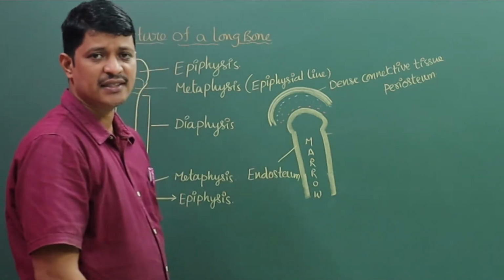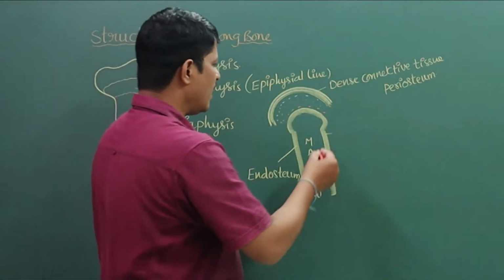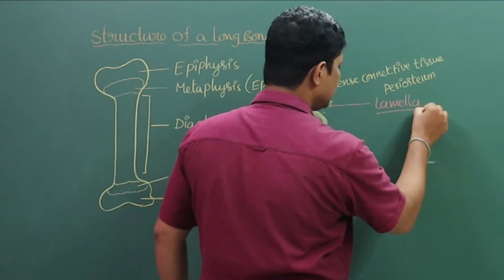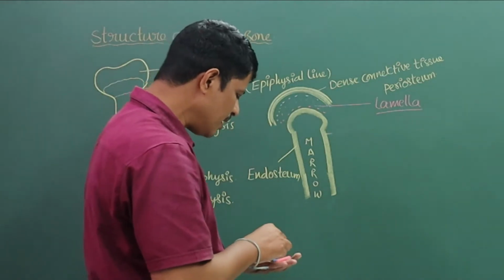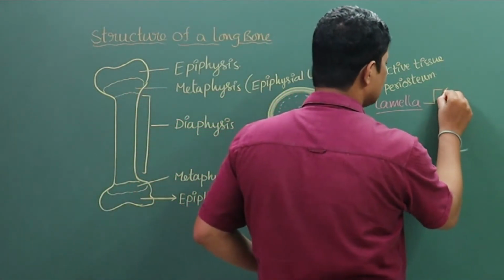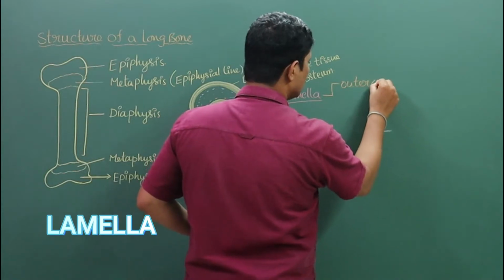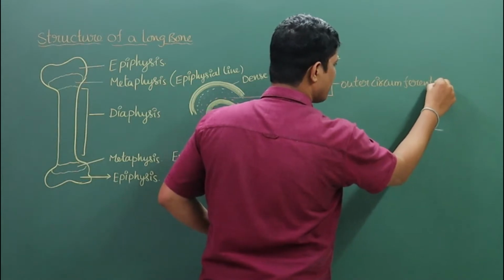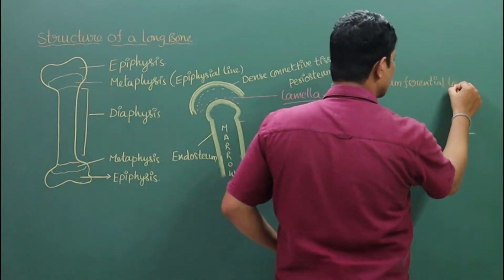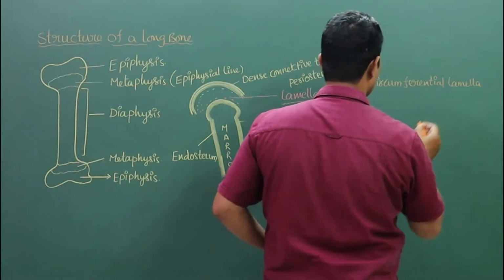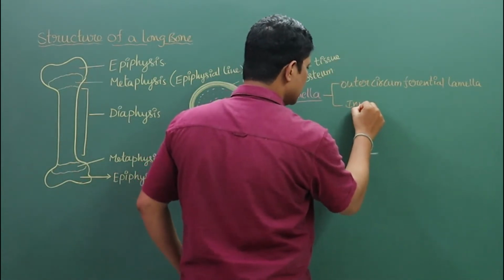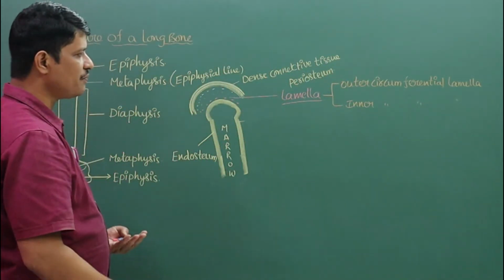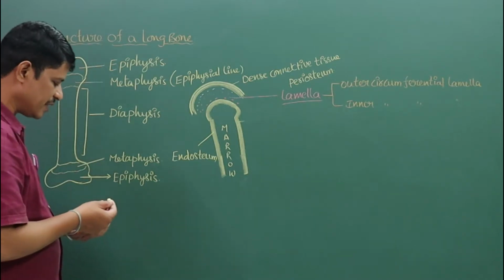Between the endosteum and periosteum, the matrix lies down in the form of lamellae. These lamellae are of two types. One is outer circumferential lamellae, and the second one is inner circumferential lamellae. This is outer circumferential lamellae and inner circumferential lamellae.